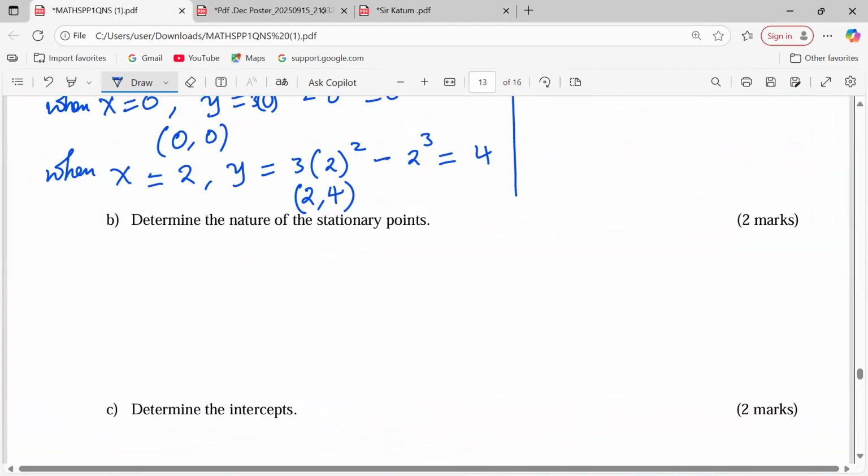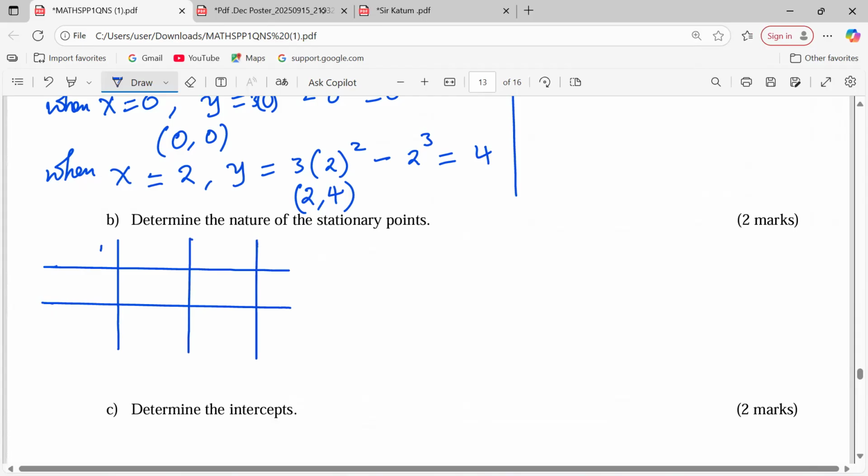Let's now continue with differentiation. Determine the nature of the stationary points. For us to determine the nature of the stationary points, we're supposed to understand the behavior of the curve or the behavior of the gradient just before and just after the turning points. On that note, allow me come up with some tables here.